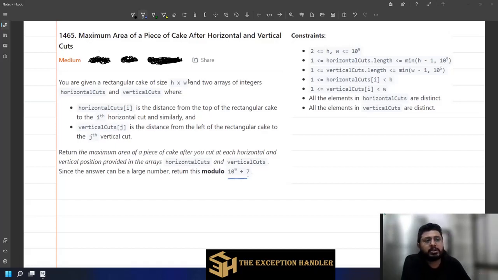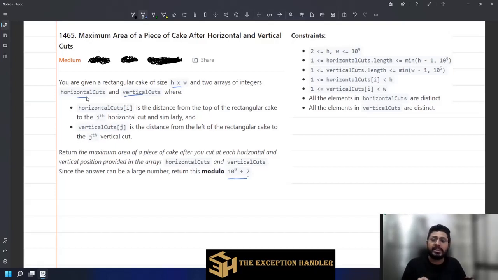The problem statement mentions that you have been given a rectangular piece of cake which has height and width h and w, and you have two arrays of integers, horizontal cuts and vertical cuts. The horizontal cuts array has n integers, where each integer represents a cut made horizontally on the cake from the top, and the vertical cuts mention all the cuts made on your cake from the left side of the cake.